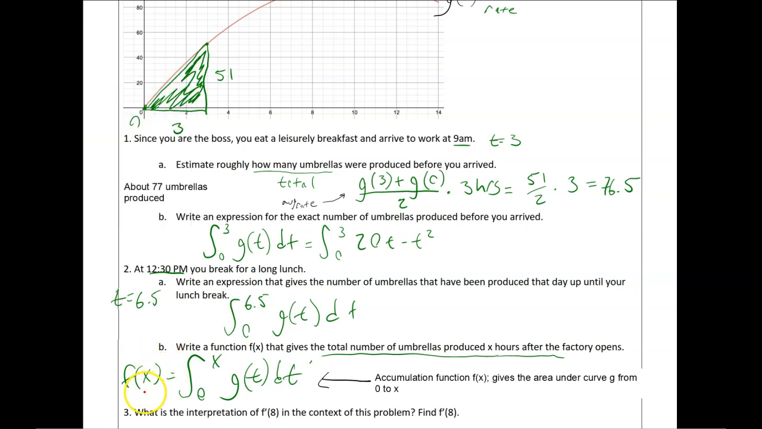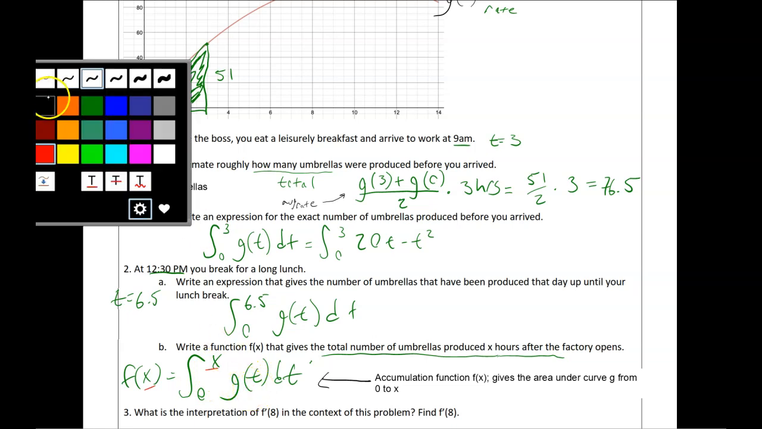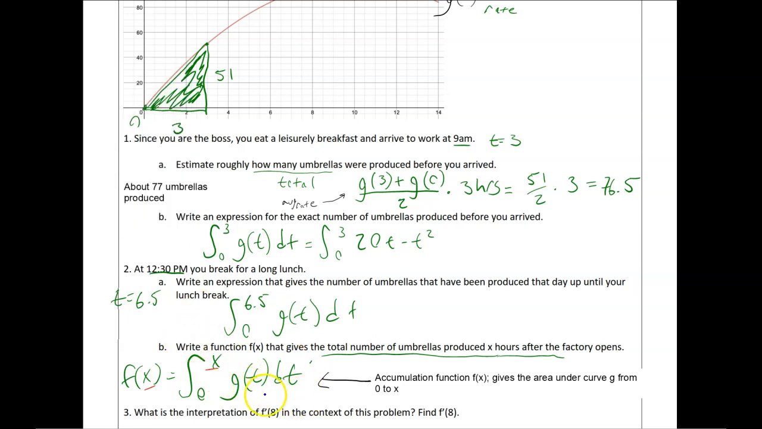Notice we have two different variables going on, which is interesting. We have f of x is the integral from 0 to x, and then my inside function, we're using t's here. So we have g of t dt. It is important that your notation is correct. So you want to match those variables. On the inside of the integral is t here.